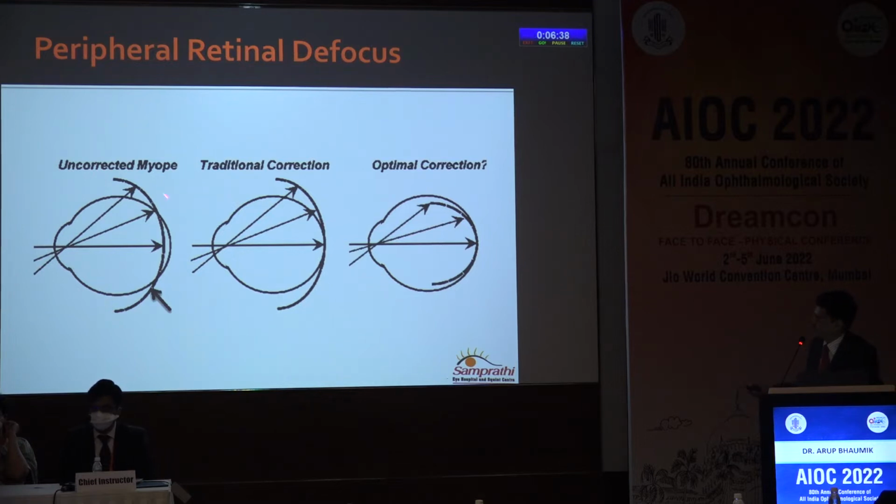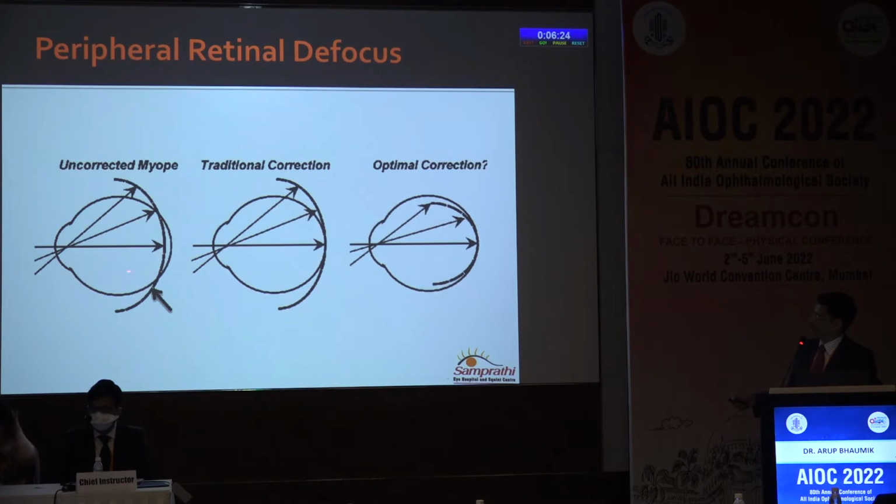So what exactly is this peripheral defocus? Suppose in uncorrected myopia, when the light falls through the center of the eye, it falls in front of the fovea, as we all know. Whereas in the peripheral area, since the eye is actually not a perfect sphere, it's oval in shape, the peripheral rays are overshooting either on the retina or behind the retina. This is called the hyperopic defocus.